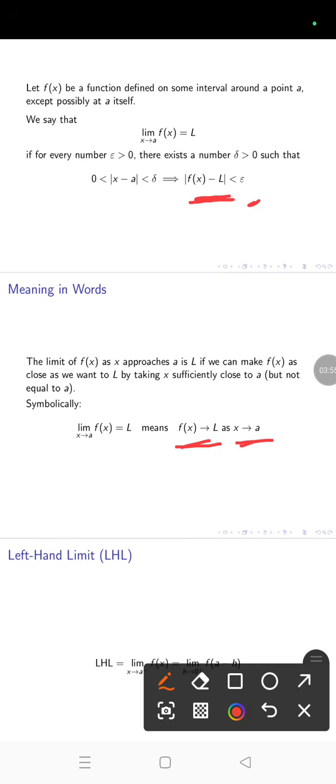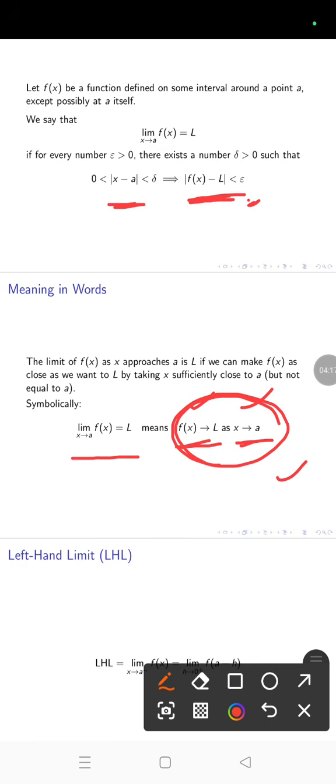So the difference between f(x) and L is very, very small whenever the difference between x and a is very small. That means when x approaches a, f(x) approaches L. In that case, we write the limit of f(x) is equal to L as x tends to a. Good? Understood?